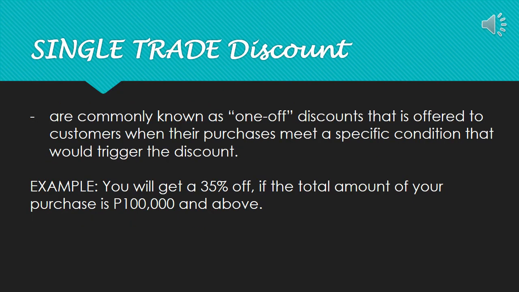For the first kind of trade discount, we have single trade discount. Single trade discounts are commonly known as one-off discounts that are offered to customers when their purchases meet a specific condition that would trigger the discount. So, for example, you will get a 35% off if the total amount of your purchase is 100 and above. So, from the word itself, single trade.